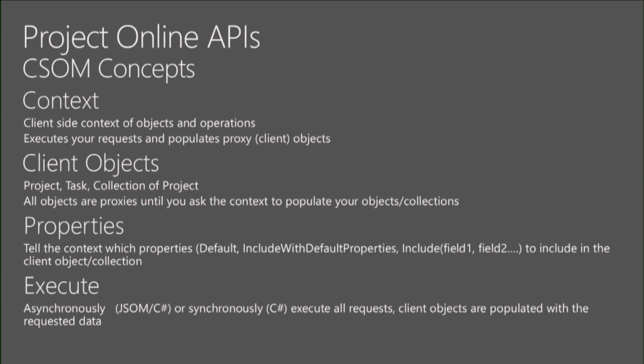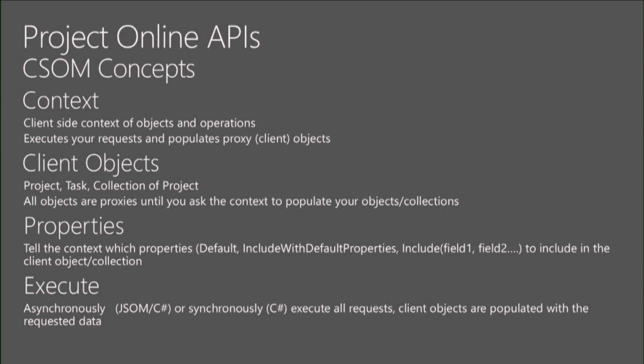So, some concepts with CSOM. You have a project context, which represents being able to interact with the service. It holds all the objects and the ability to initialize them. You use this context to say, I want a list of projects, and then you tell the context to go populate those objects. The first time you ask it to create objects, they're actually empty, with no data in them, until you tell the context to go populate them for you.